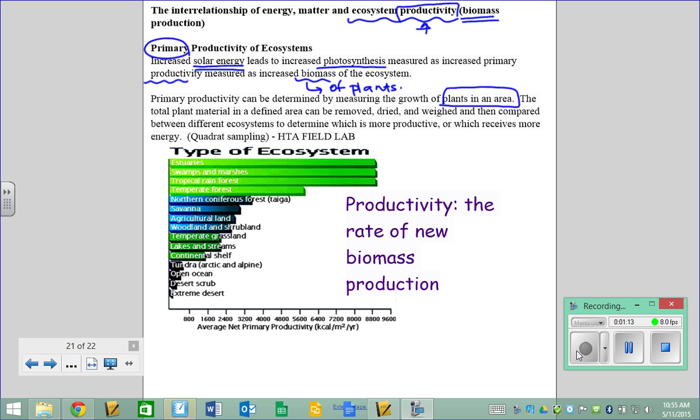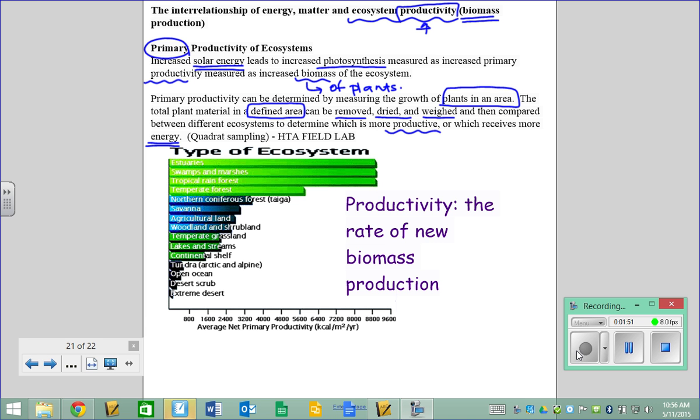The lab that we do is based on the HTA field. We can take the total plant material in a defined area. So obviously we're not going to take every plant that exists, we're going to take a sample. We'll remove it, dry it, and weigh it. And then we'll compare, and we could also compare between different ecosystems to determine which is more productive. If we can determine which is more productive, this would be our clue as to which one receives more energy. So this brings us back to Chapter 1, Biosphere, and how much energy each ecosystem receives.